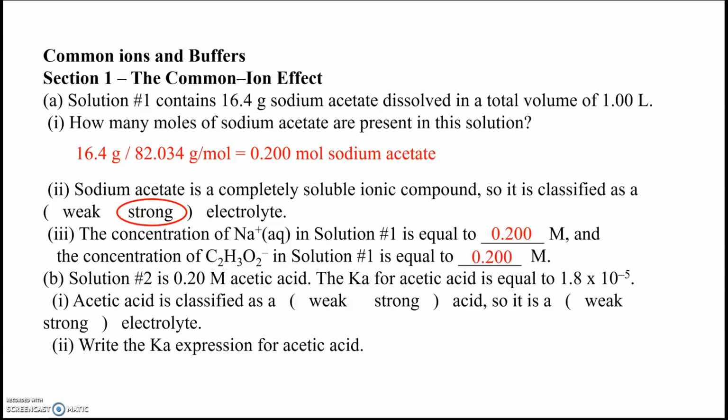Now we have a different solution. Solution 2 is acetic acid, 0.2 molar acetic acid. And the Ka for this weak acid is 1.8 times 10 to the minus 5th. We know that it's a weak acid because it's not on our list of strong acids and because I've given you the Ka. Therefore, it is a weak electrolyte, and we need to write the Ka expression for the acetic acid. This is pretty straightforward from our study of equilibrium and our study of acids and bases.